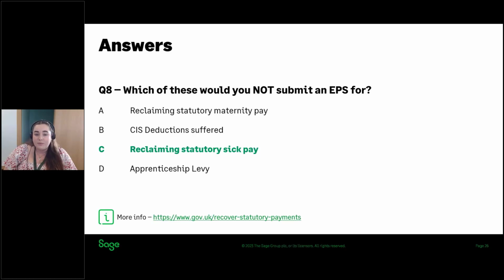So you did used to be able to reclaim it, but since the 6th of April 2014, this actually stopped. So SSP is now funded by the employer, but you can reclaim SMP, SPP, and other parental payments by sending an EPS. You can actually reclaim CIS deductions and apprenticeship levy as well.